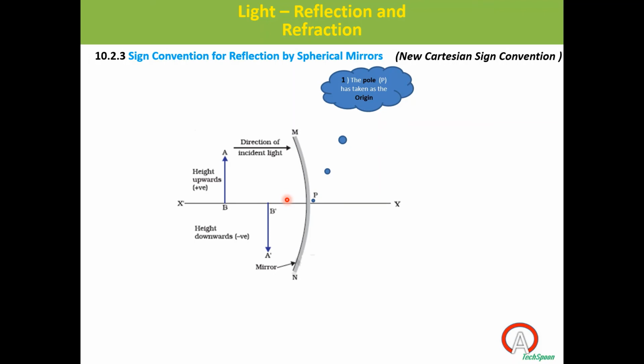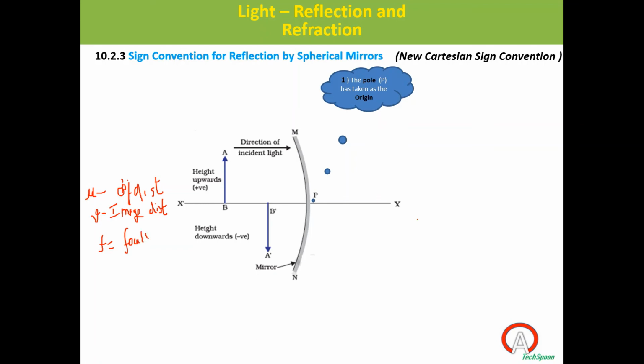Object distance you will normally denote using the letter small u. Similarly, small v is used for image distance, and small f for focal length.